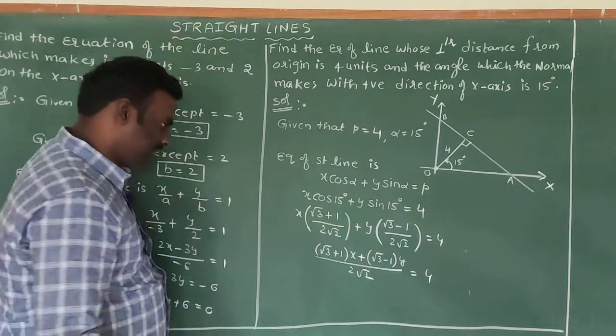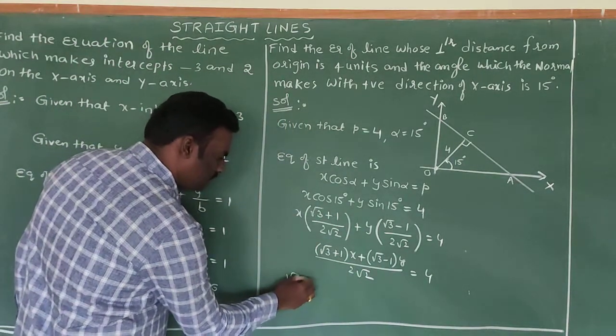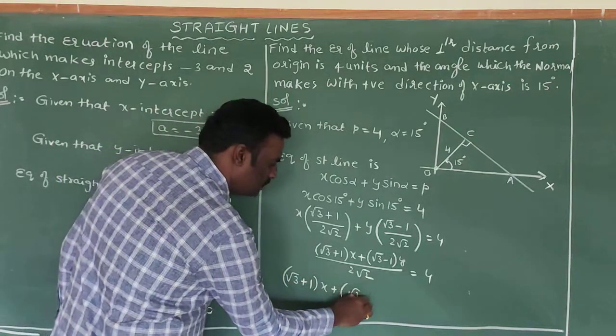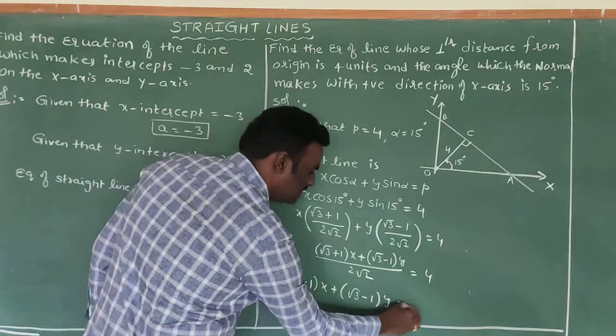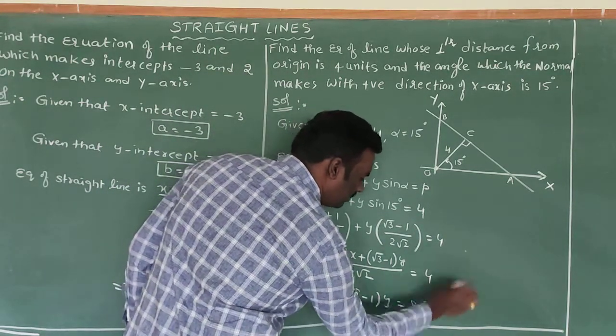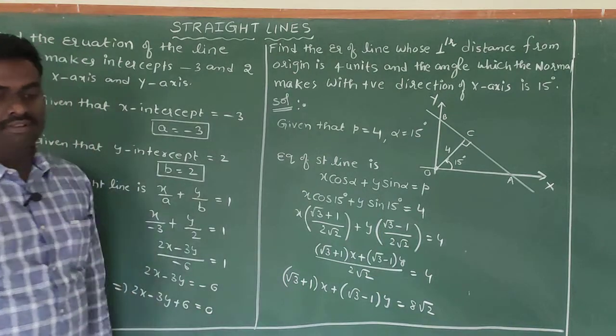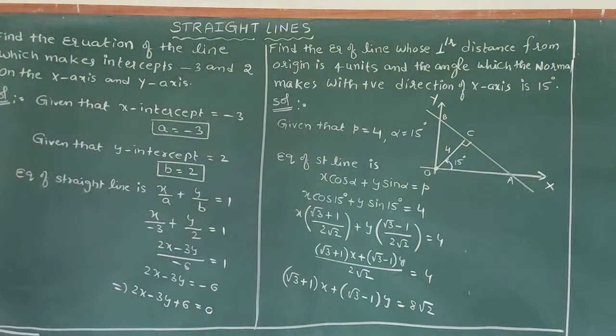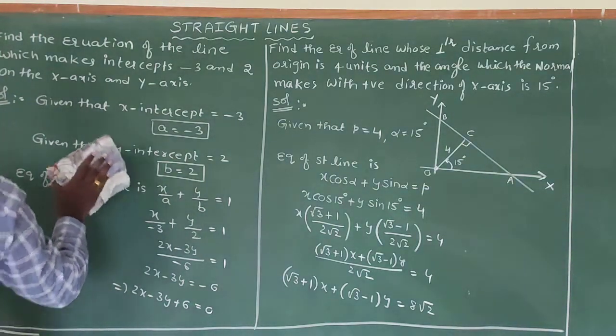Now, cross multiply. Root 3 plus 1 into x plus root 3 minus 1 into y is equal to 4 into 2 root 2, that is nothing but 8 root 2. This is the required equation of the straight line. Okay.